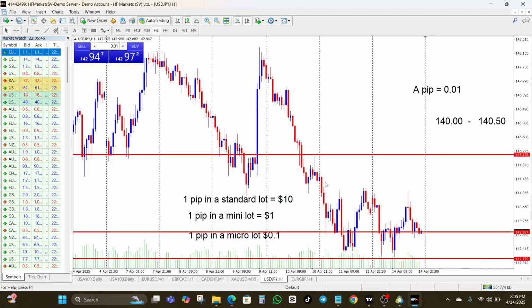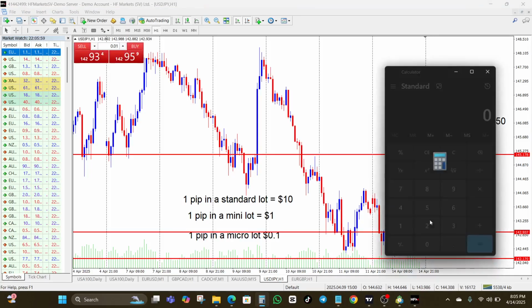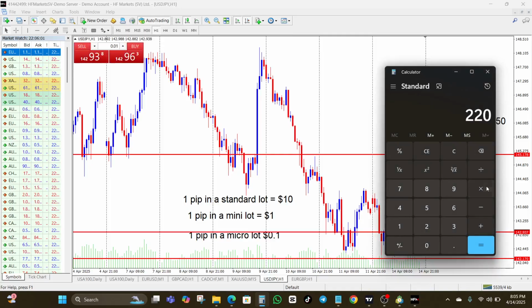So if you are risking 75 pips and maybe your potential profit target is about 220 pips away, it means if you are using one standard lot, 220 times 10, your potential profit is going to be about $2,200. If you are using a mini lot, it's going to be $220. If you are using a micro lot, it's going to be $22. That's 220 pips times 1 for a mini lot, and 220 times 0.1 for a micro lot.